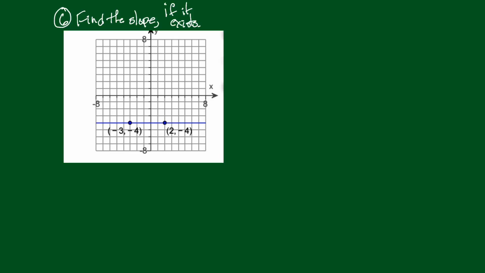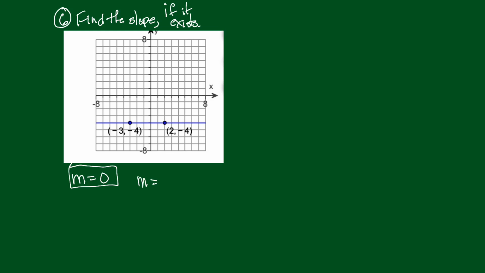Well, in 6, we've got a horizontal line. Got to look closely. You can see it down here? Right, it's a horizontal line. So find the slope. Well, here's one thing I know. The slopes of horizontal lines is 0. Now, here's how we can verify that.